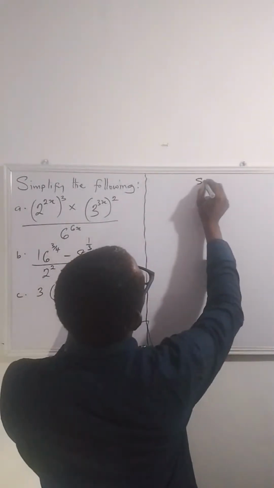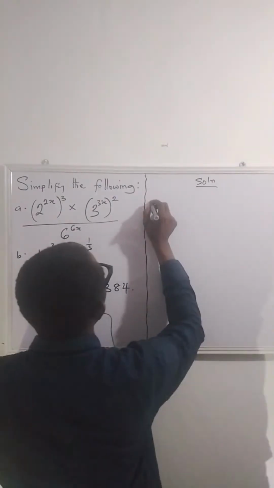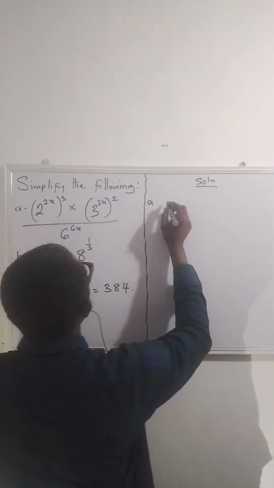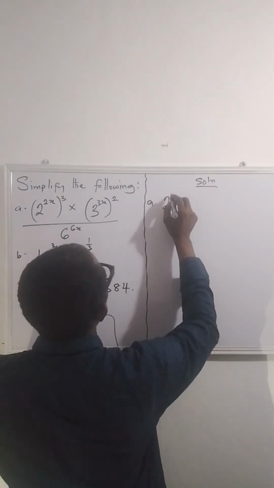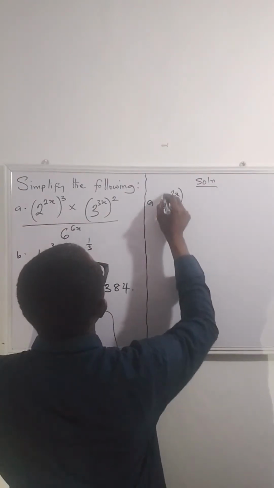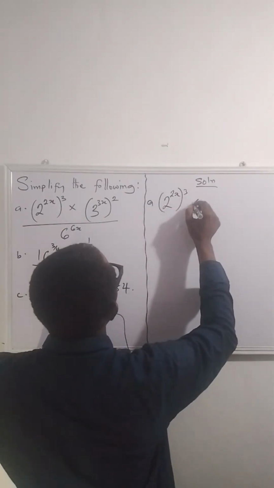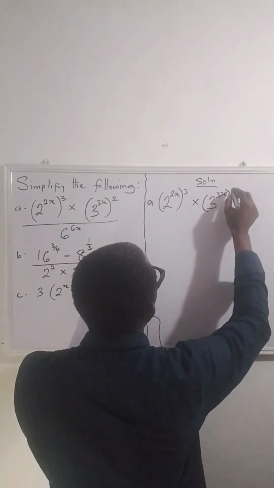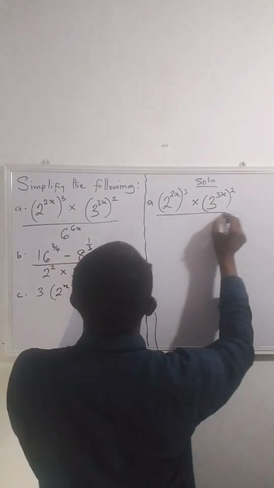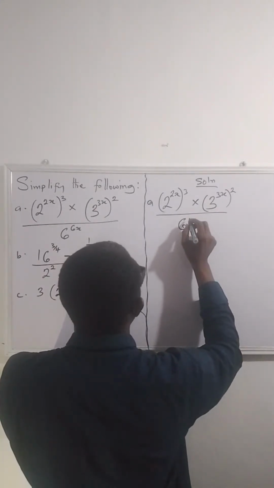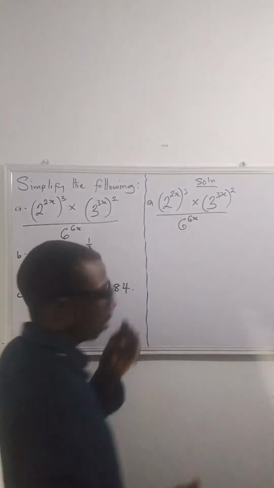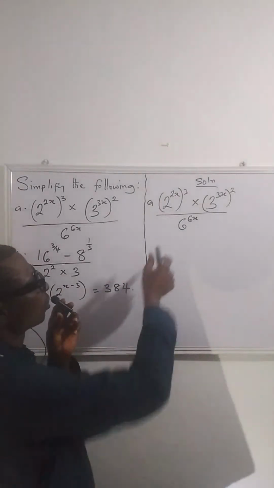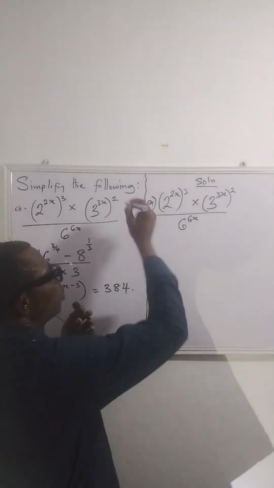So now we have to simplify 2 raised to the power of 2x, all raised to the power of 3, times 3 raised to the power of 3x, all raised to the power of 2, everything all over 6 raised to the power of 6x. Okay, so this is the first question we are going to solve.